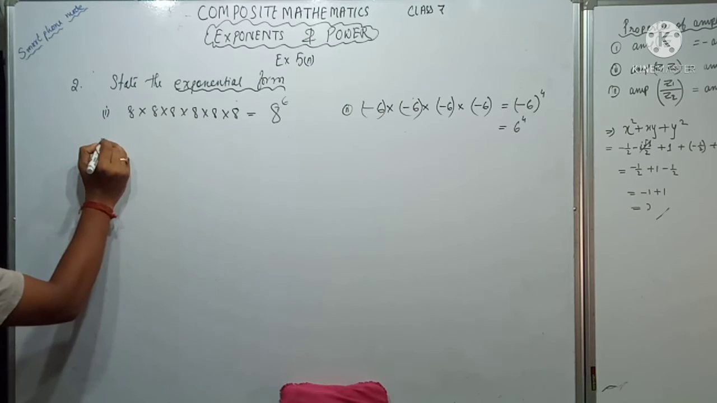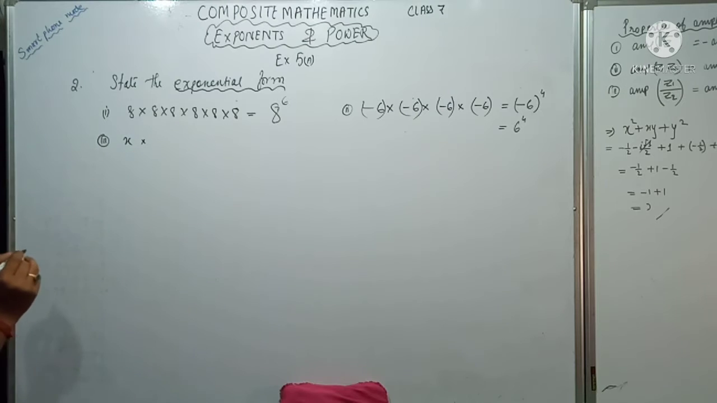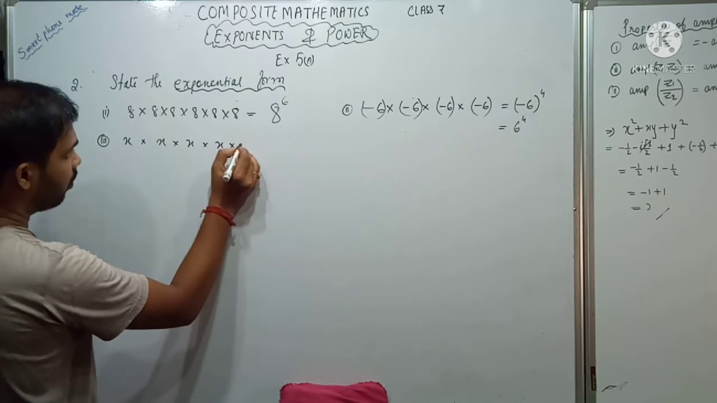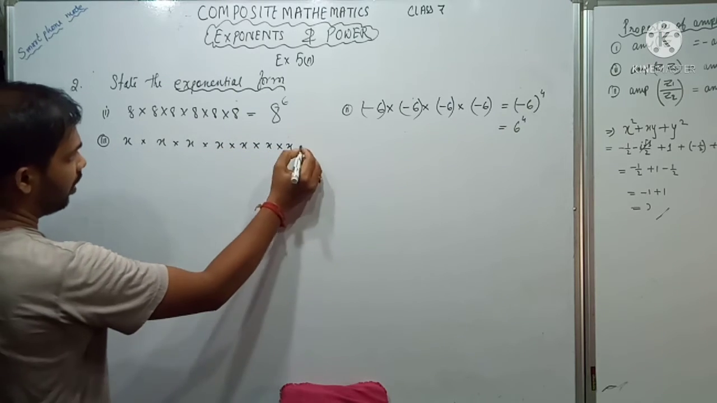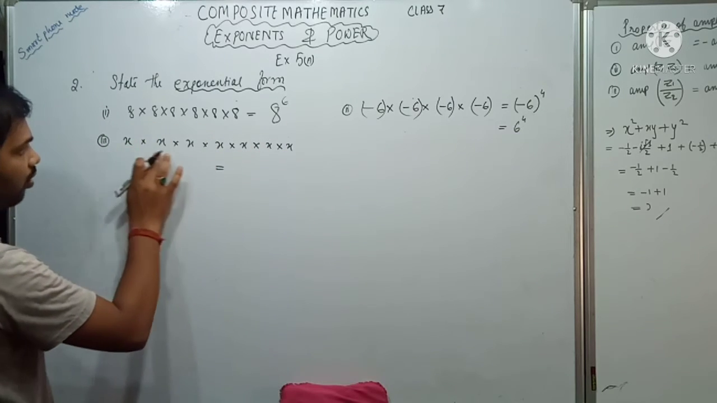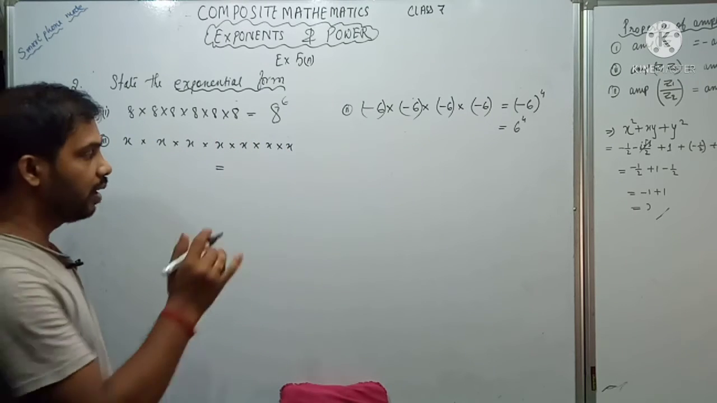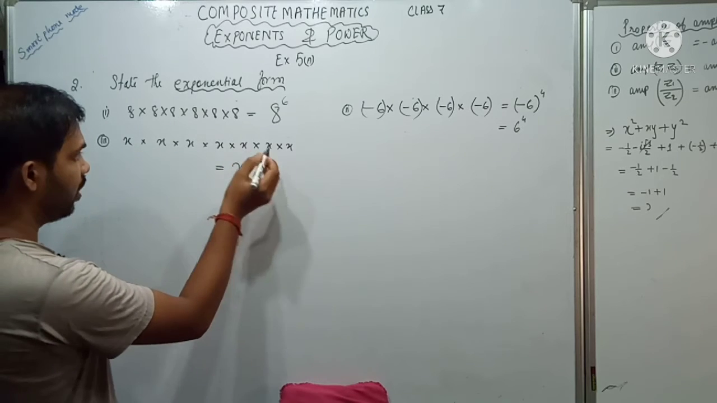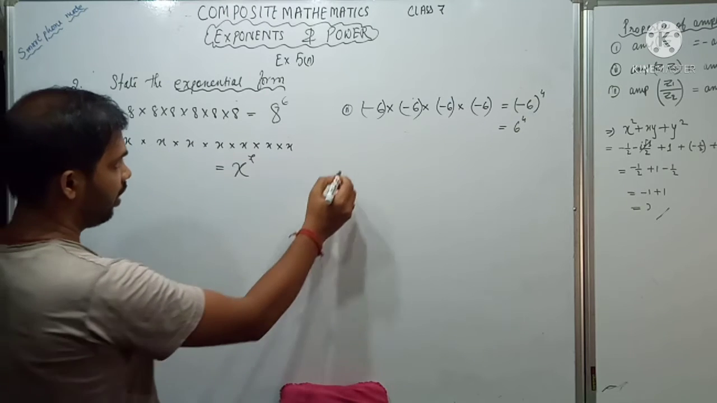Number 3: x is multiplied. How many times? x into x into x into x into x into x into x. 7 times. Then how will we write it? In order to write in exponential form, you first have to understand what the number is. Here the number is x, so we write x, and how many times it is multiplied? 1, 2, 3, 4, 5, 6, 7. So it is 7 times, and this is the exponential form.